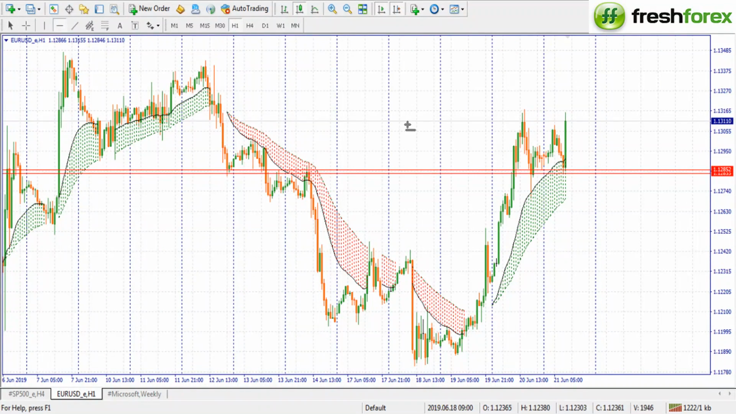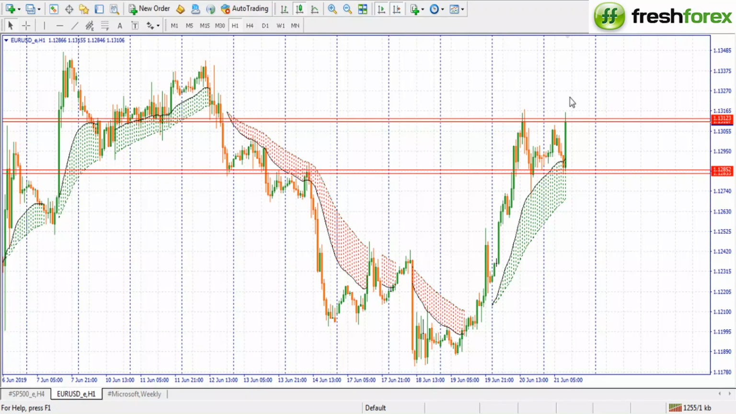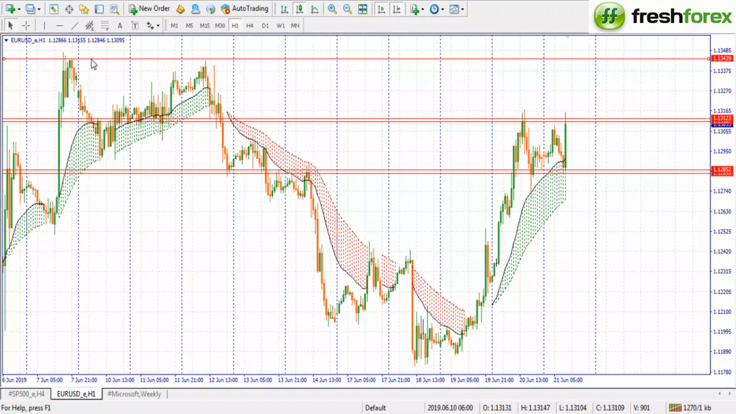Other than that, we also have a level here. If price can go above this level, this resistance, then this will be a very good place to look for a buy from. We want price to break above, retrace back, then we pick a buy up to the top, somewhere here. So these are basically the places you want to trade from.